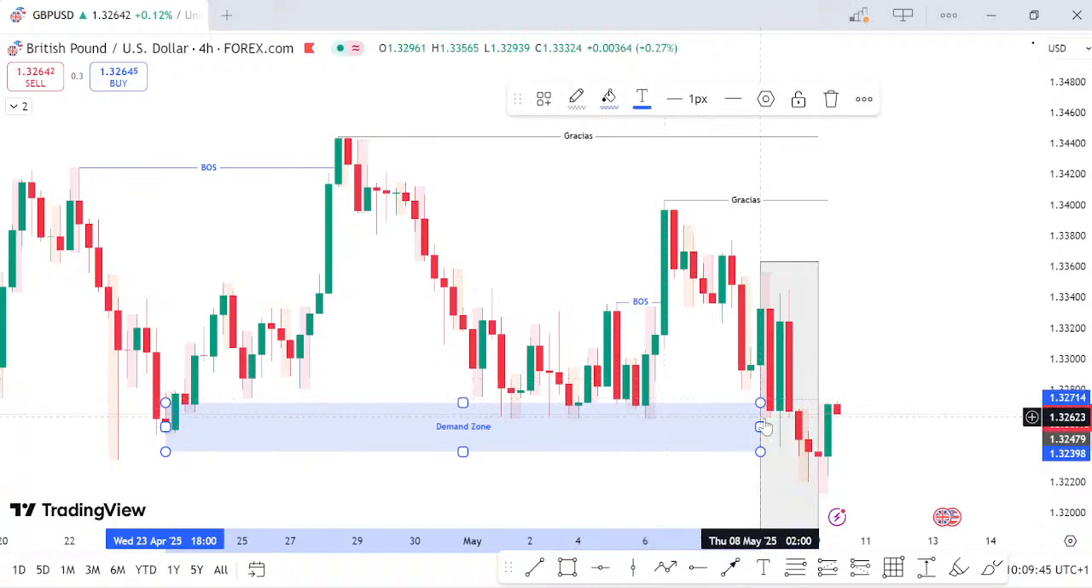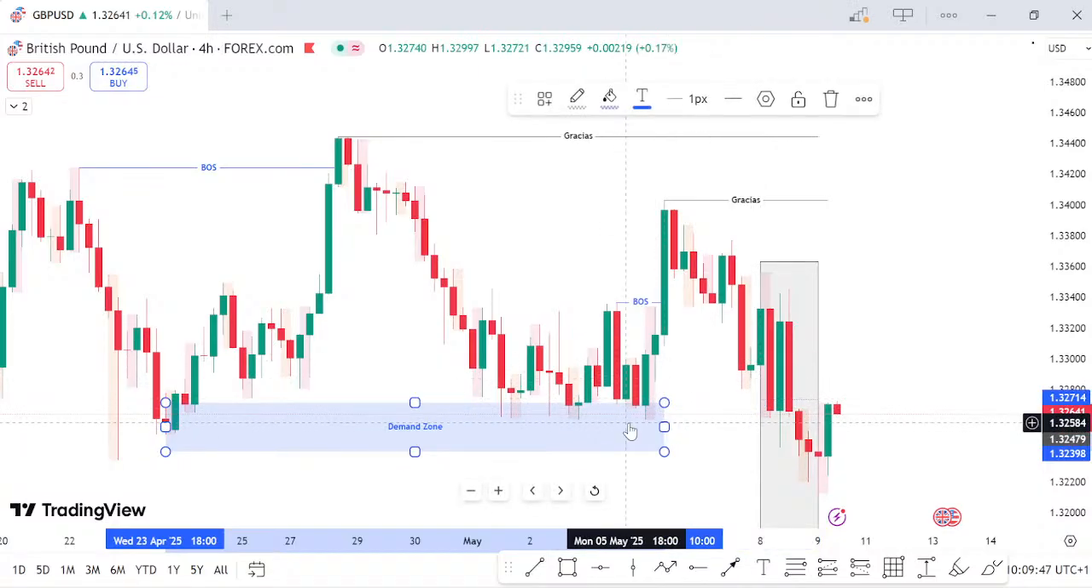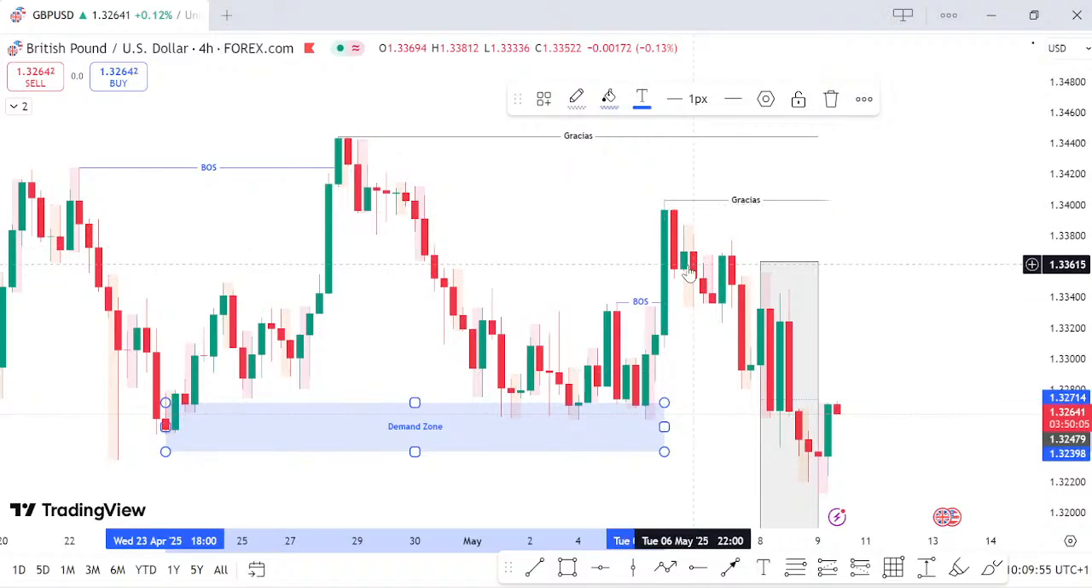Now, price has left this place. Price has gone up, price is around here. Now here, what do you see? What can you see on this time frame?